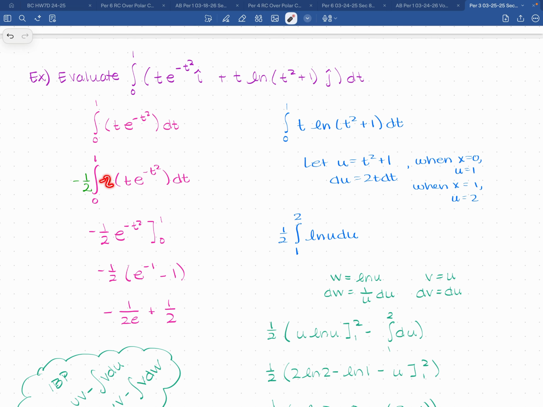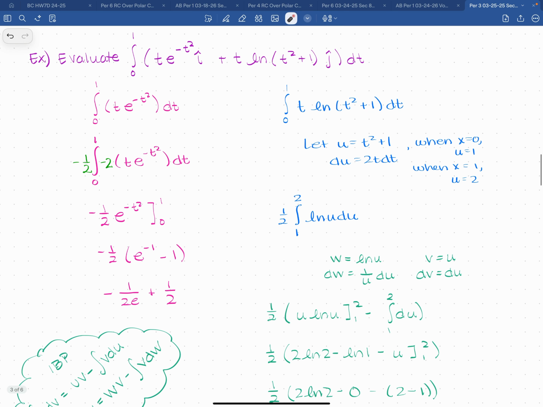So let me multiply by -2, but then I have to divide by -2. And so now I do have the derivative of the inside, and I can just integrate the outside. The integral of e to a power is just e to that power. And then you can check it going backwards that it works. Just plug in your limits, and there you go. There is your vertical component for the antiderivative evaluated at limits.